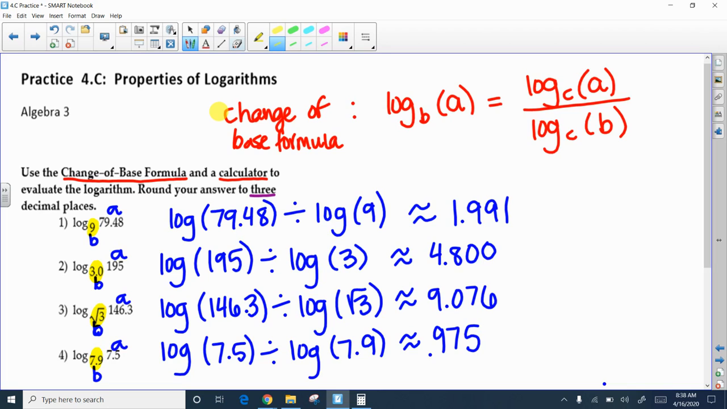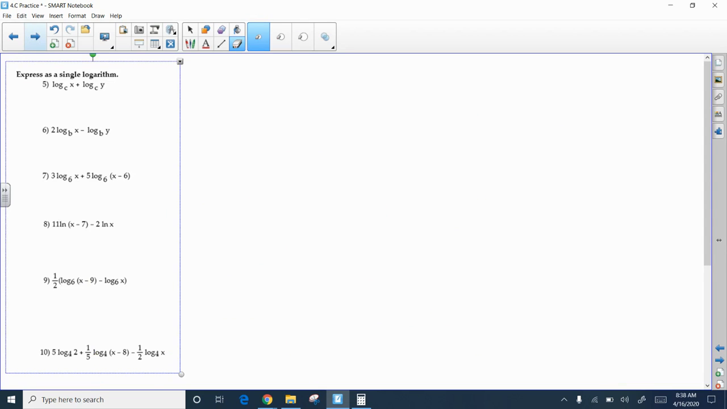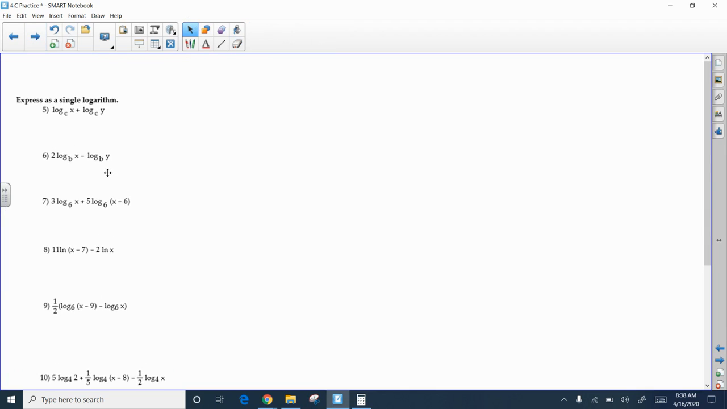All right, so now let's move on to the expanding and condensing problems. So on this one, we're asked to express as a single logarithm. So that is telling us to condense. So we do need to know our 3 properties of logarithms that we've been using.